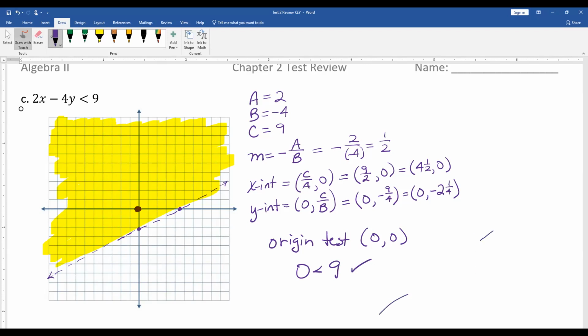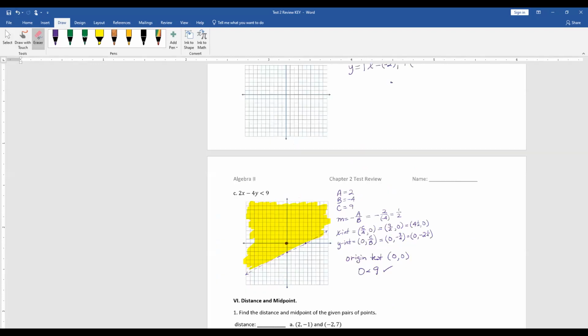Okay, my page won't move. Come on. Let me try it with an eraser. Oh no, we're just going to stay like this.